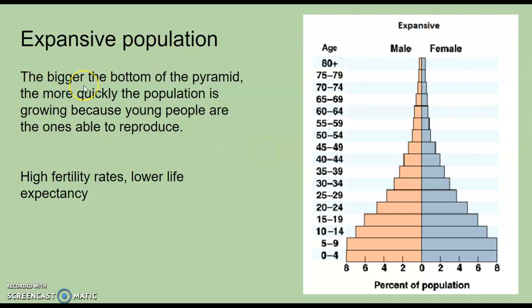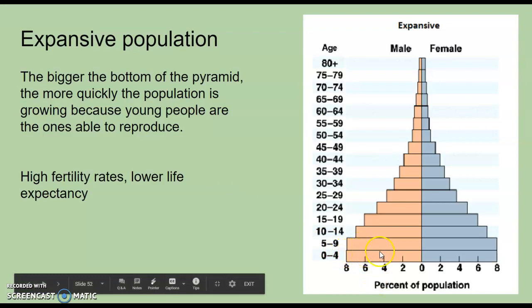Expansive populations. So this is going to be a population that's growing really fast. The bigger the bottom of the pyramid, the more quickly the population is growing because young people are the ones that are going to reproduce. So if I have a large amount of young people, those young people are going to reproduce, and therefore the pattern will continue to have this population grow.